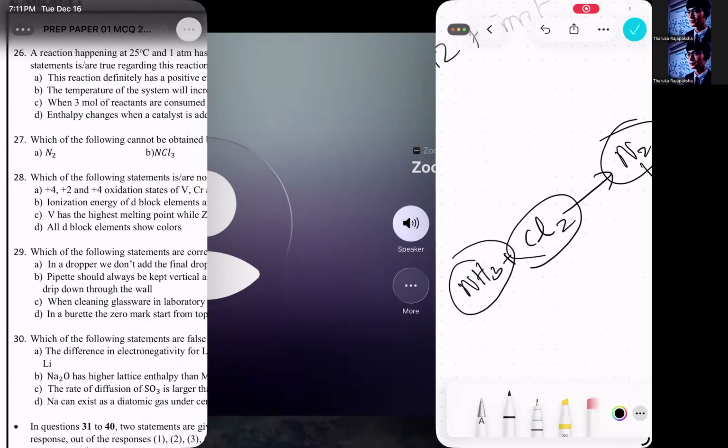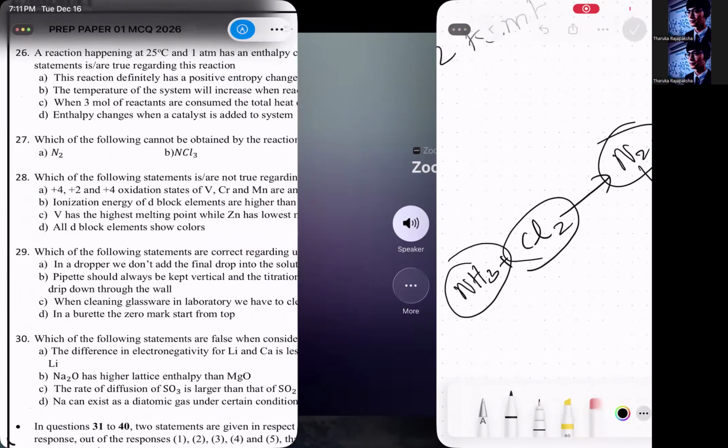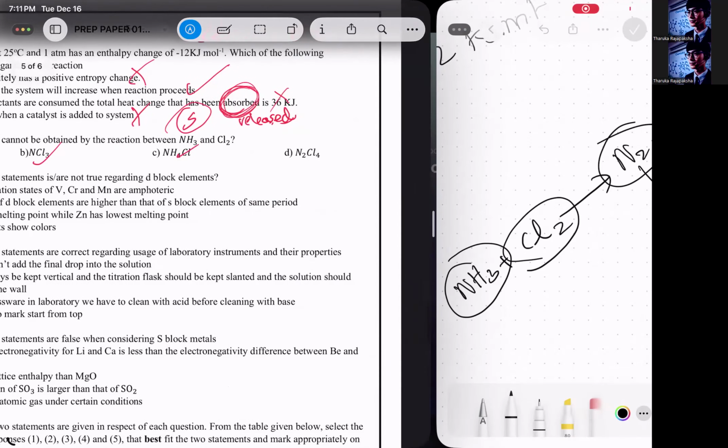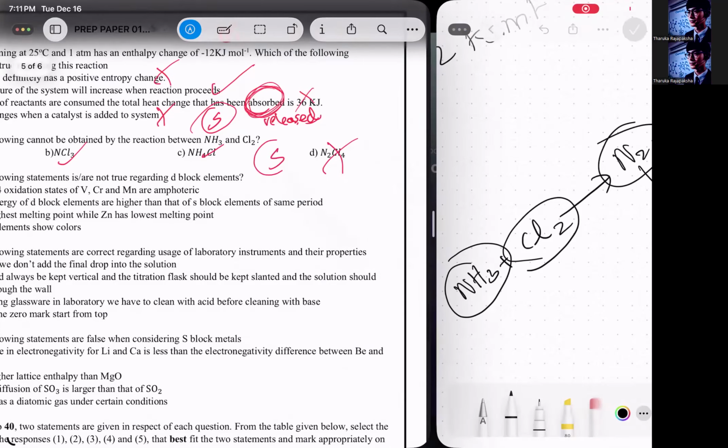They're asking which of the following cannot be obtained. So NCl3 can be obtained, and this one cannot be obtained. So it's answer number 5 here.